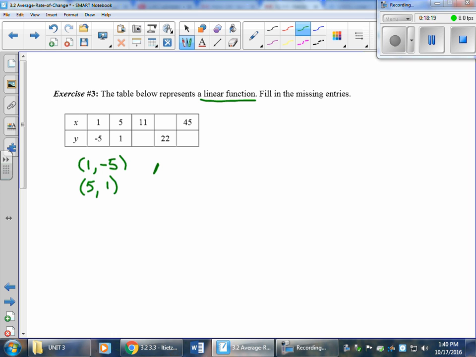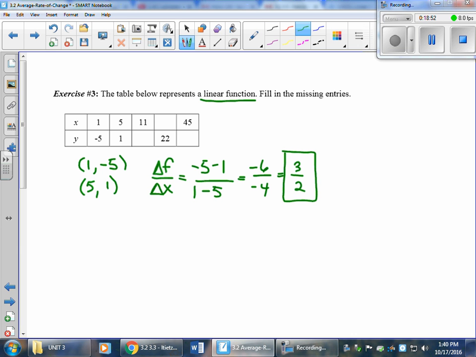So to find the change in f over the change in x, it's simply going to be the y values, which is negative 5 minus 1 over 1 minus 5. So negative 5 minus 1 and 1 minus 5, just making sure that I'm consistent, which is negative 6 over negative 4, which reduces to 3 over 2. So basically what this means is every time the x increases by 2, the y increases by 3. So we know this is our slope. So using that, see if you can find our missing spots for here, here, and here.